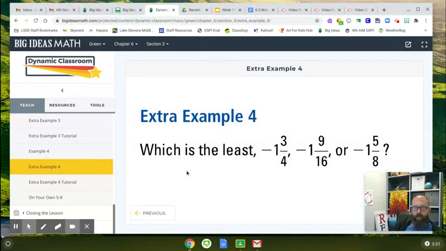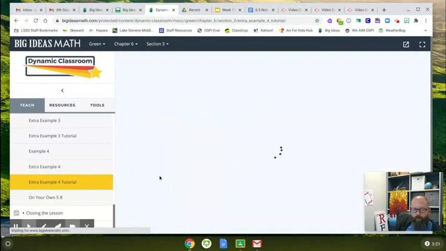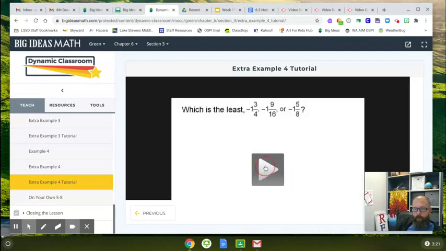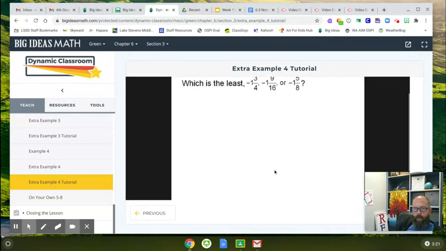Let's take a look at another one. Which is the least? -1 3/4, -1 9/16, or -1 5/8. So now we have something that we have to go back to from when we did fractions, and we have to get a common denominator so that we can see which one is the least. And I can see the common denominator here might be 16.